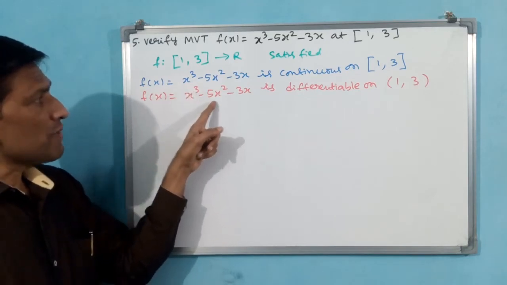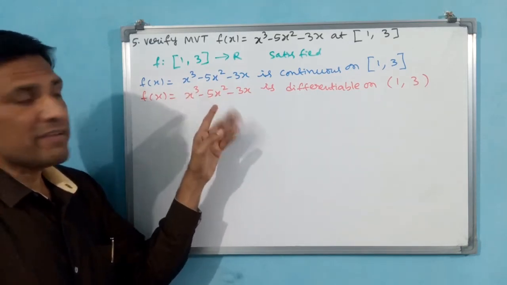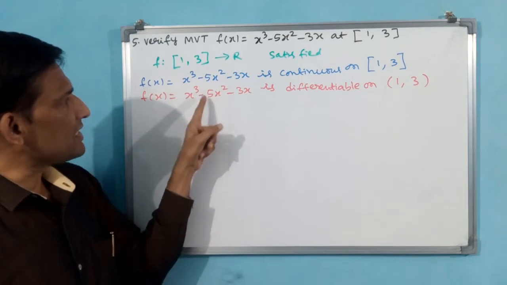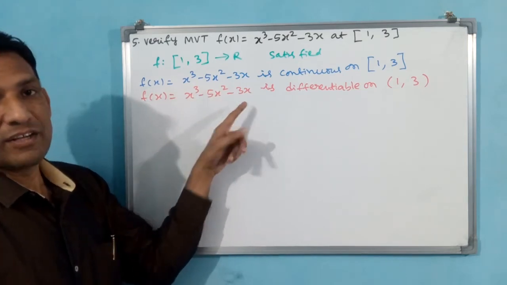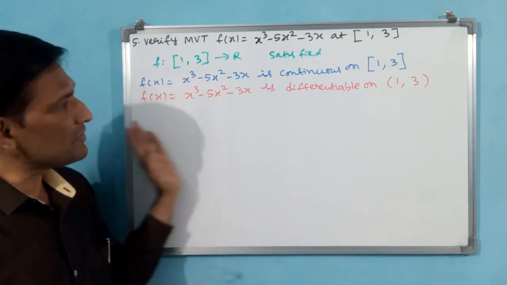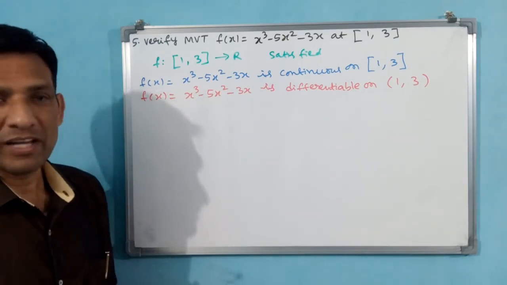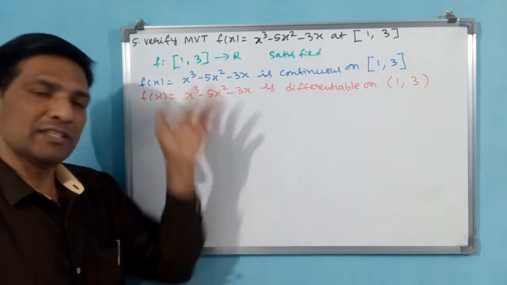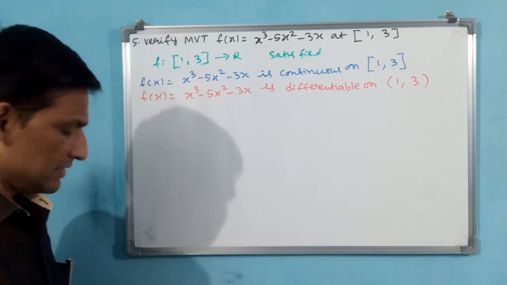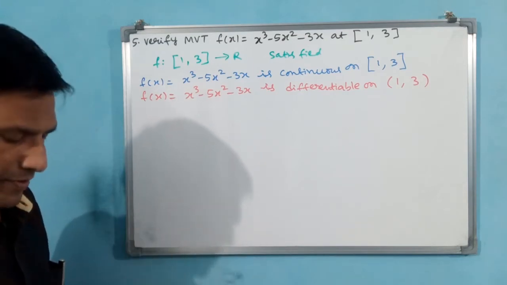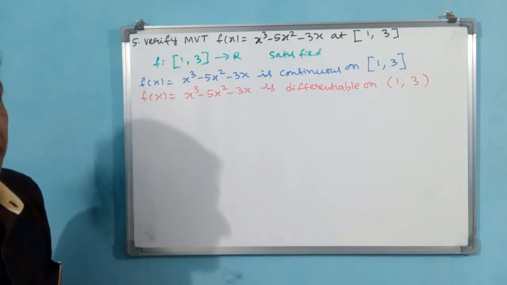See, for x³ − 5x² − 3x, what is the derivative? 3x² − 10x − 3. The derivative is there, which means this is differentiable, that's all. Not only here, for any value this is differentiable. That is why we have written it. Then go for the next.